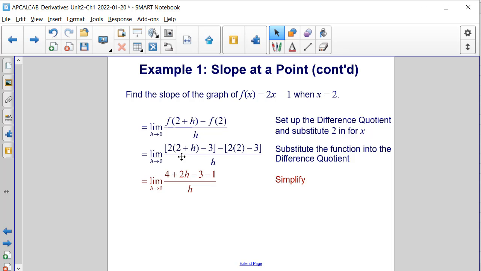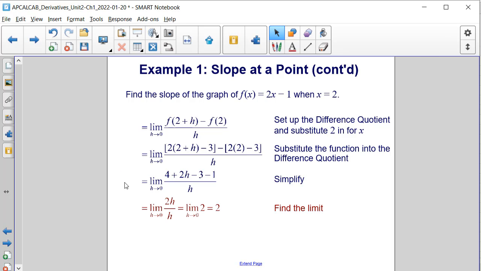By simplifying through the use of the distributive property and evaluating expressions, we would get 4 plus 2h minus 3 minus, well, 4 minus 3 is 1, all divided by h. And again, we're taking the limit of this as h approaches 0. The next step is to finish simplifying. We can see that 4 minus 4 is 0, so they cancel out. So we're finding the limit of 2h divided by h as h approaches 0. Well, the h's also divide to be 1. So we can rewrite it as the limit of 2 as h approaches 0, which is equal to 2. So we were able to find that limit.